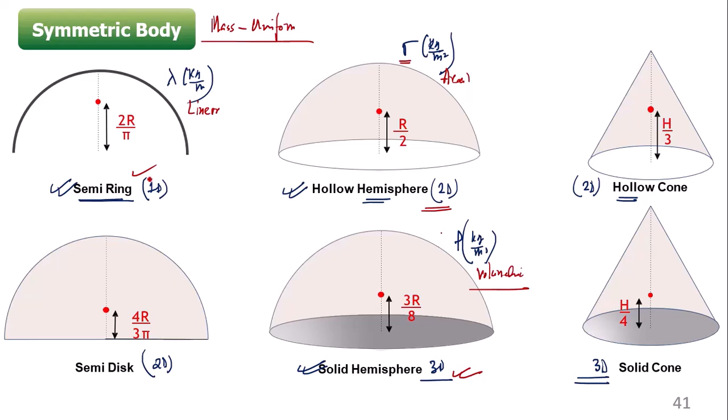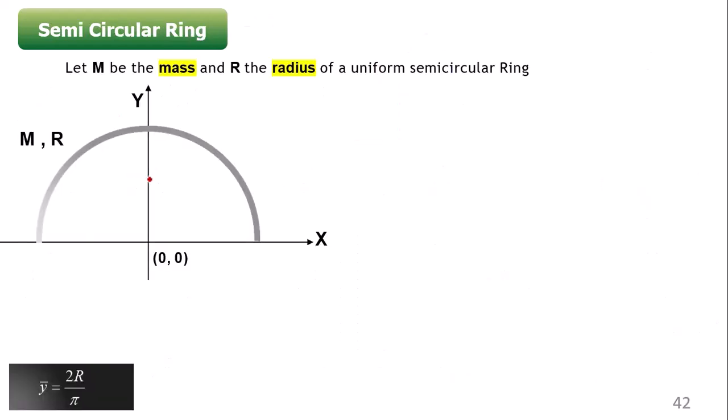Okay. Now we apply this concept, first for the semicircular ring. This ring has mass m and radius r. You are asked to calculate the center of mass of this semicircular ring. This semicircular ring is symmetrical about the y axis, so the center of mass should lie on the y axis. That means I should calculate only the y coordinate of the center of mass, y_c, because the x coordinate of the center of mass is always equal to 0. For that you should use the formula for the y coordinate.